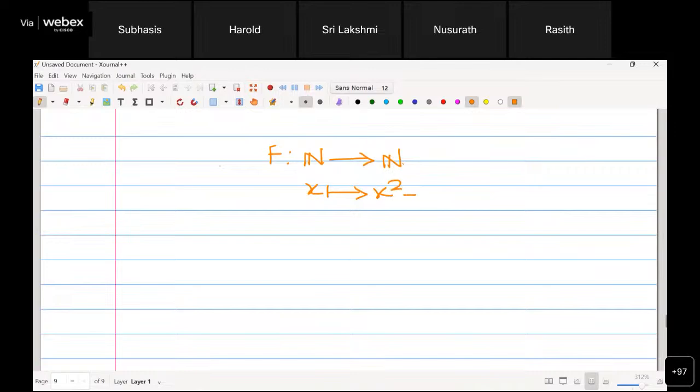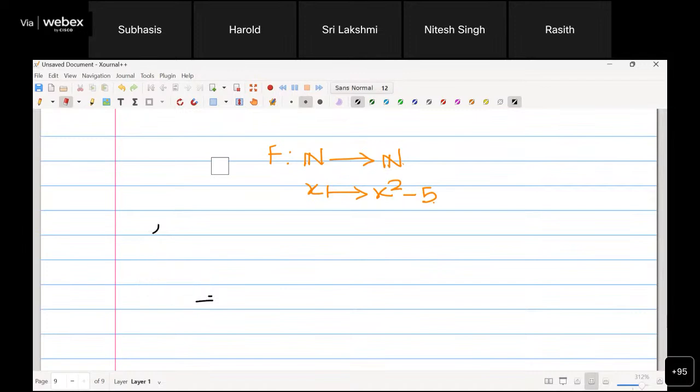x square minus 5, right? So first tell me, if I put 0, 0 is in your domain, right? Yes, sir. So if I put 0, I am getting minus 5. What about minus 5? Is minus 5 in your codomain or not? It's not a natural number. No. So that means this is not a function, because by definition the image should be inside the codomain, right? Okay, sir. Thank you very much.